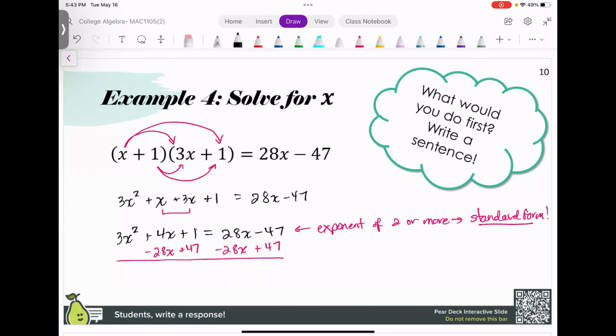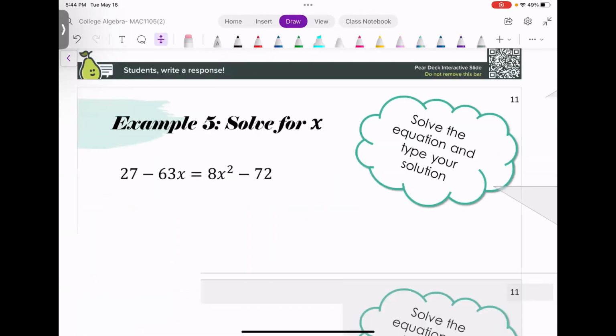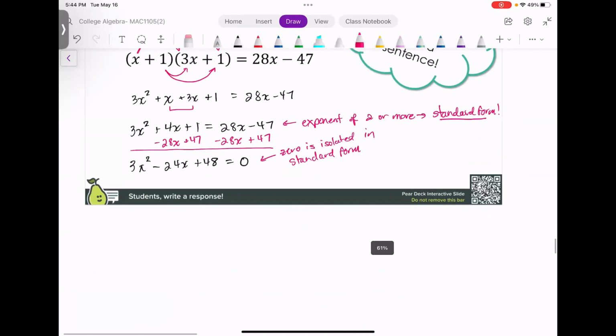When I do that, it gives me the grand old equation 3x squared minus 24x plus 47, or I'm sorry, plus 48 is equal to 0. And this is the standard form. All right, and I went ahead and wrote that down because it's nice to be able to look back at the notes and connect with what we saw.